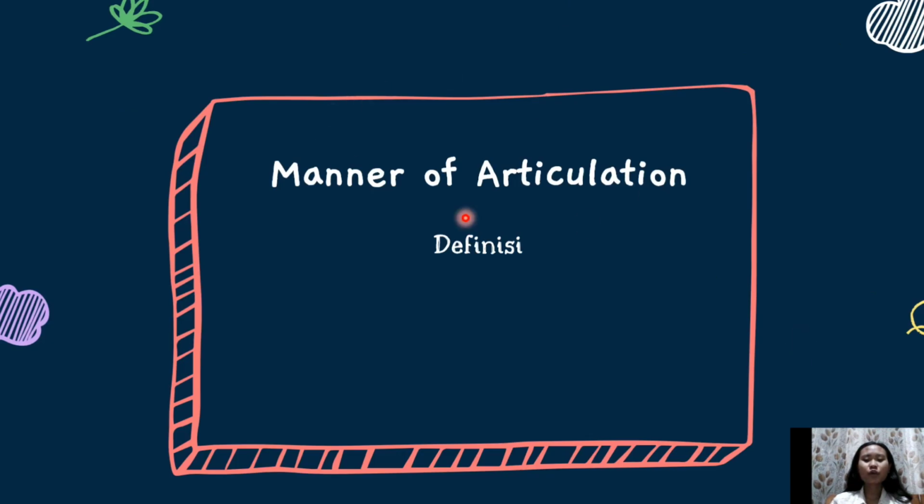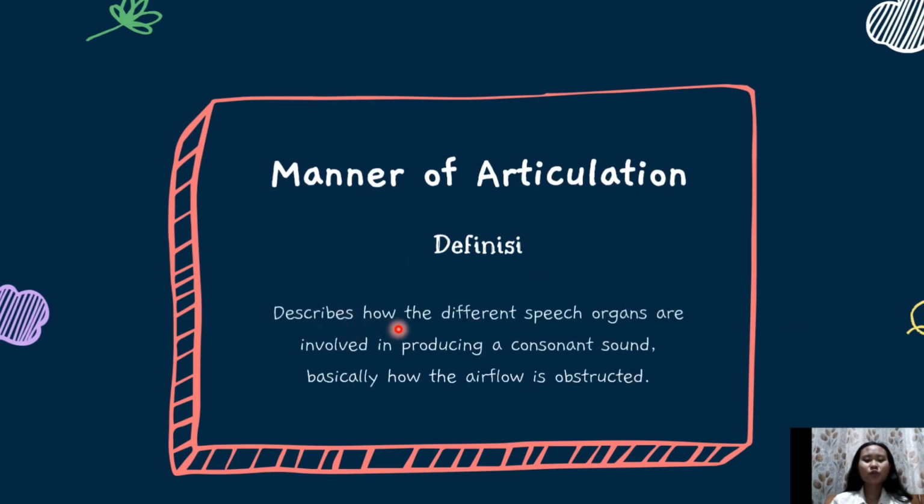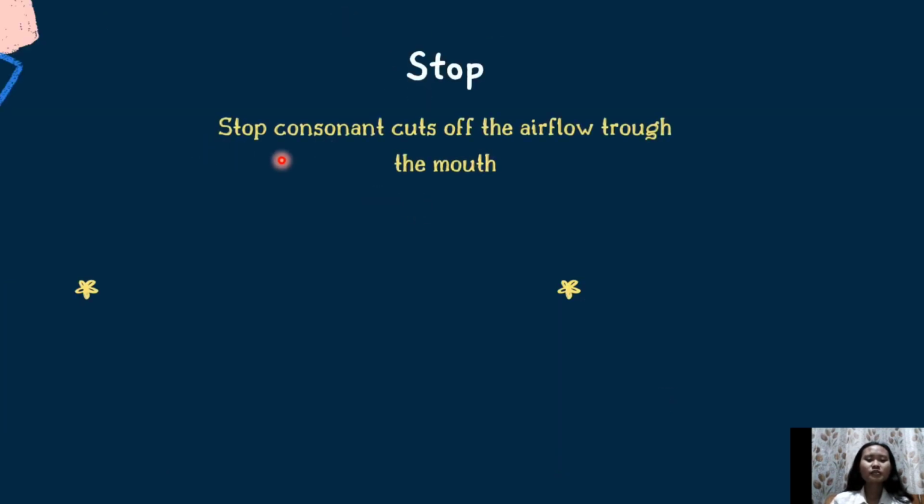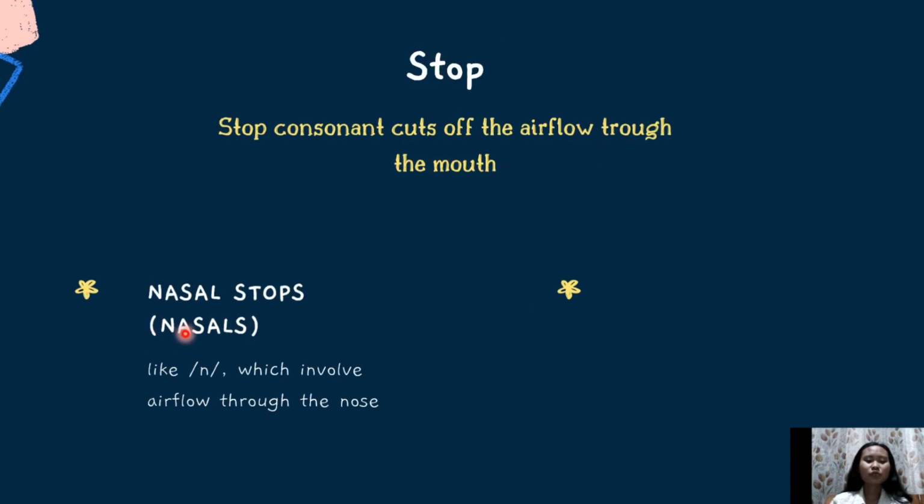Let's move to the manner of articulation. It describes how the different speech organs are involved in producing a consonant sound. Basically, how the airflow is obstructed. First, stop. A stop consonant cuts off the airflow through the mouth. As in nasal stops, we often call them nasals, like m and n, which involve airflow through the nose. So when we pronounce m and n, the airflow is directed to the nose.